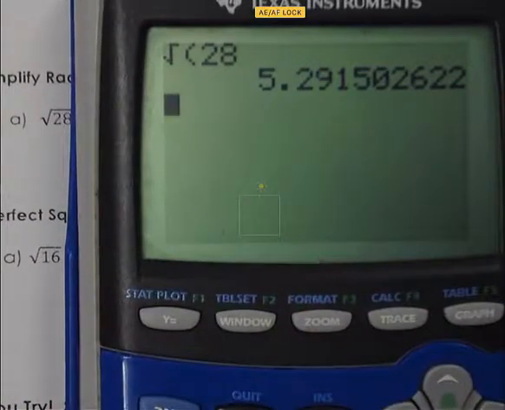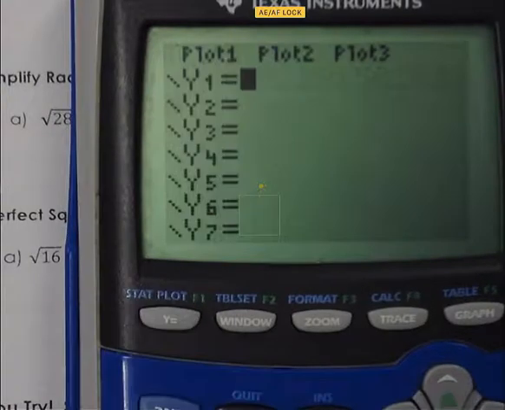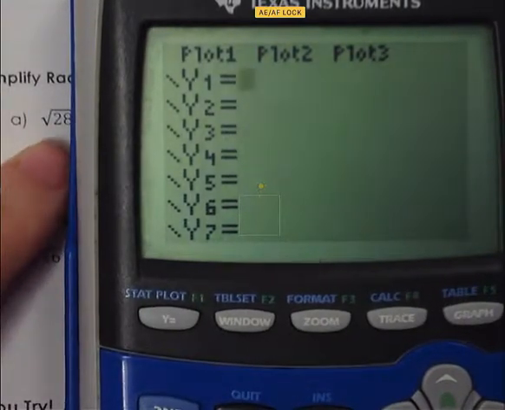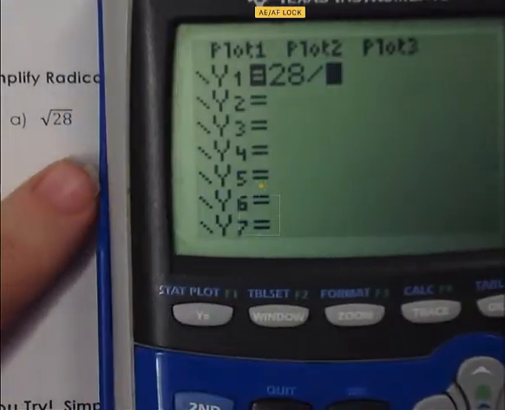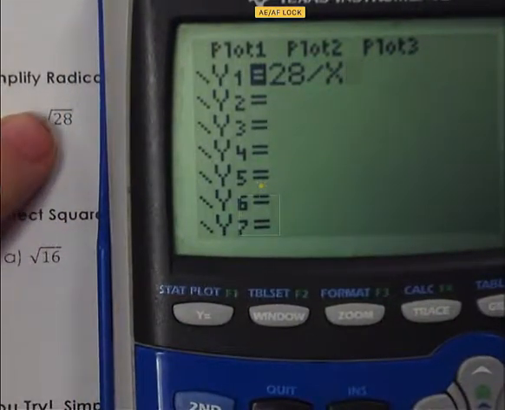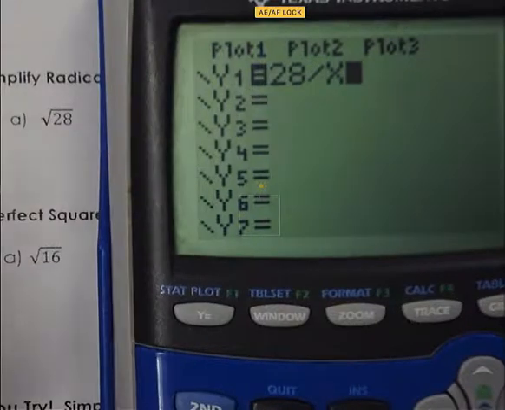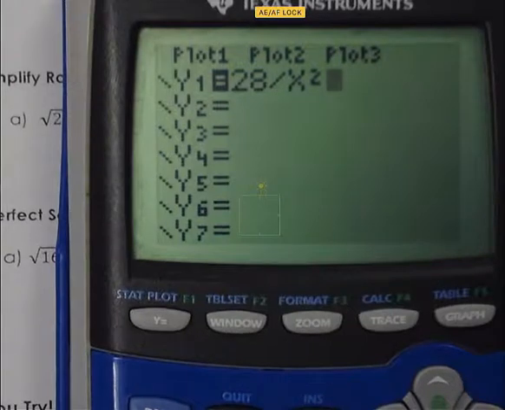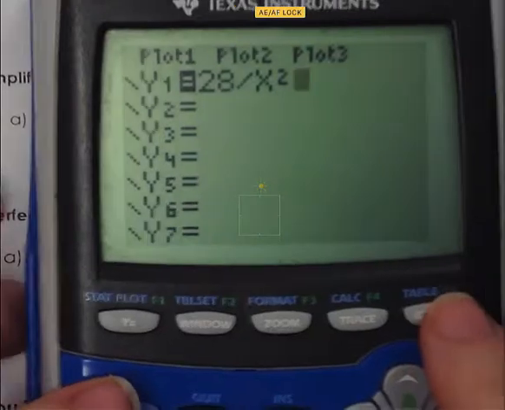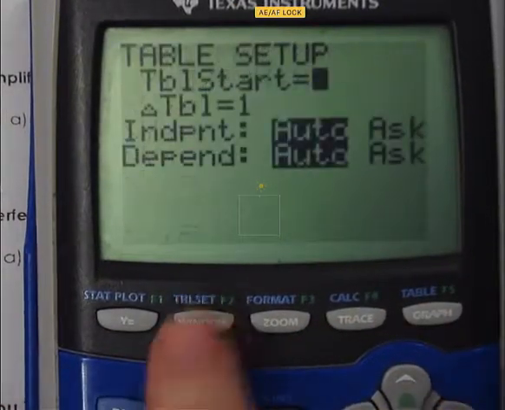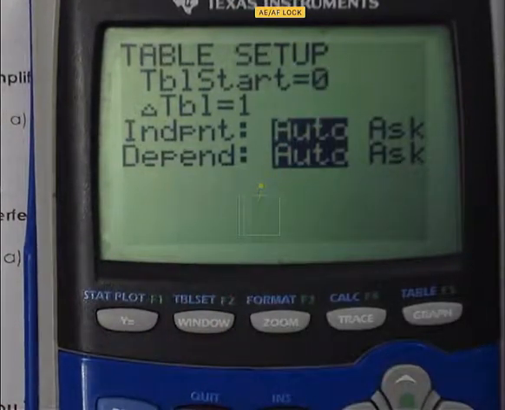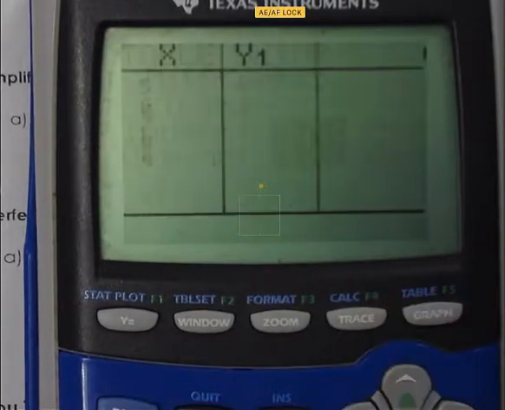So the reason we do that is because we're going to use our table to help us. We're going to go to y equals, and we're going to type in the radicand, 28, divided by x raised to the power of the index. The index, since there's no number there, is 2, so it's going to be x squared. Now again, the reason why we did the square root of 28 and got that whole number of 5 is that we're going to go to our second window, table set. We're going to start it at 5. And then we're going to do second table and look at our graph.